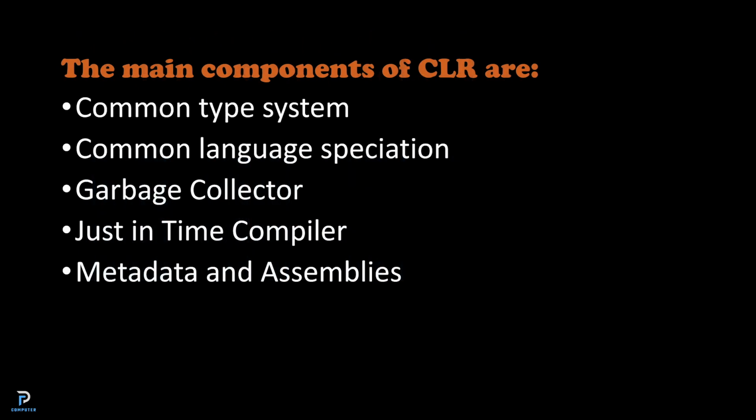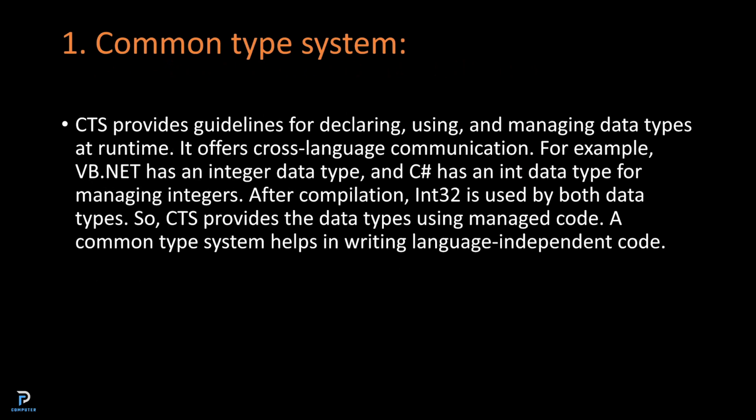The main components of CLR are Common Type System, Common Language Specification, Garbage Collector, Just-in-Time Compiler, Metadata and Assemblies. 1. Common Type System. CTS provides guidelines for declaring, using, and managing data types at runtime.